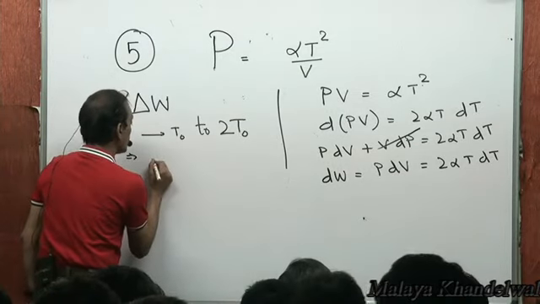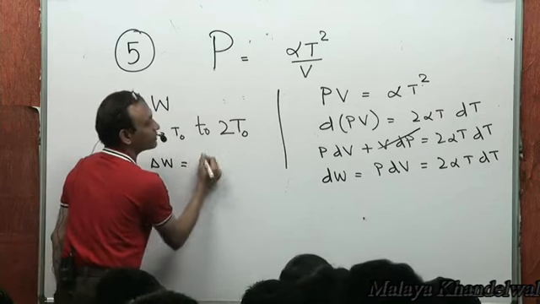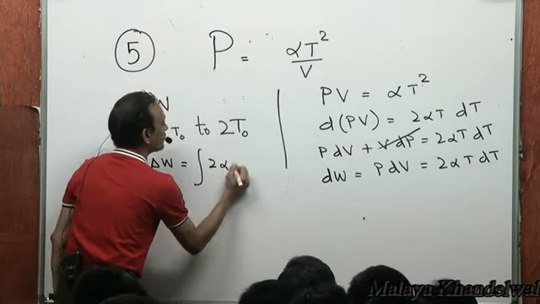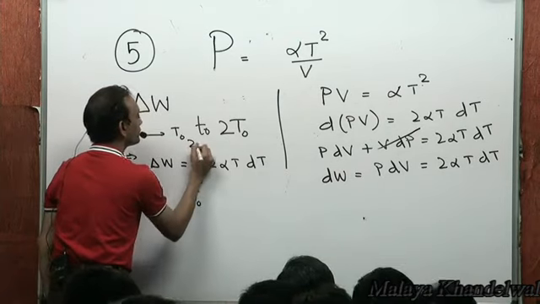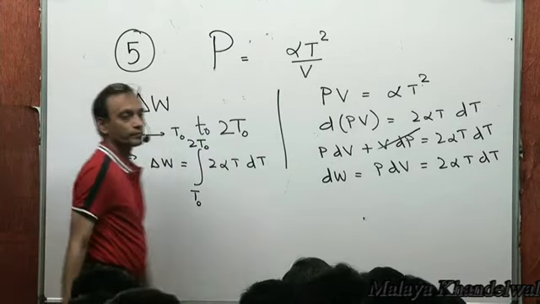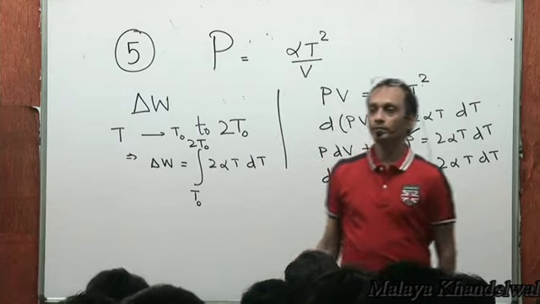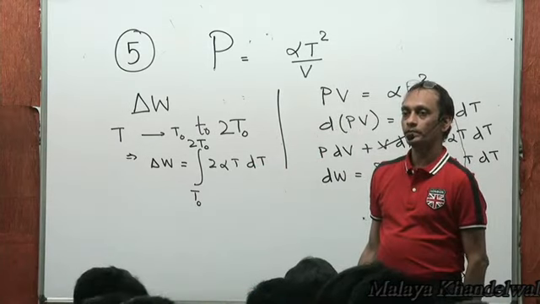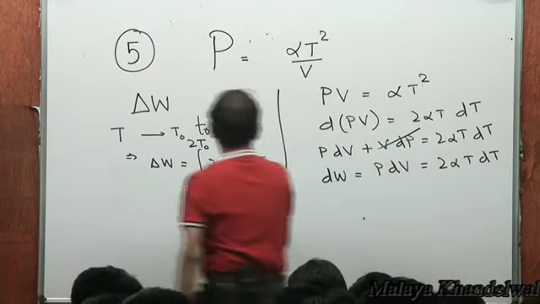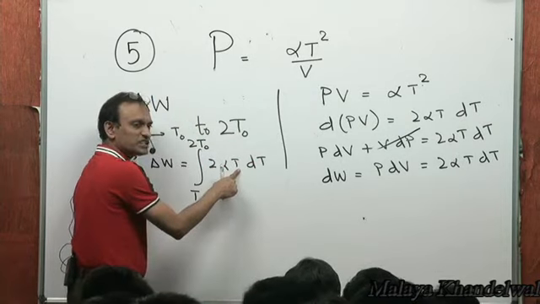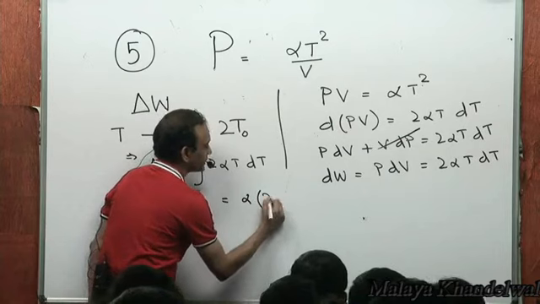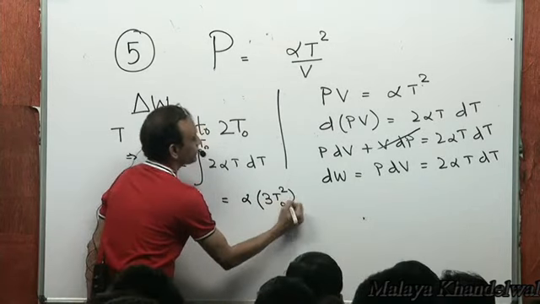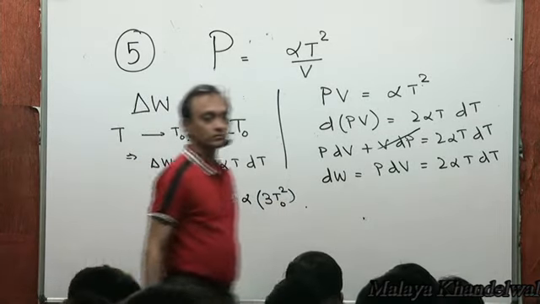So the total amount of work done would be the sum of all the dWs, which is the integral of 2 alpha T dT, where T runs from T naught to 2 T naught. 2T when integrated gives T squared. So this is alpha into 4T naught squared minus T naught squared. That is 3 alpha T naught squared. That's the work done.